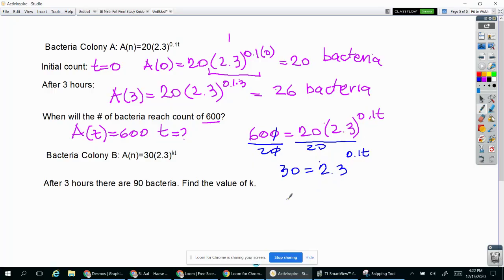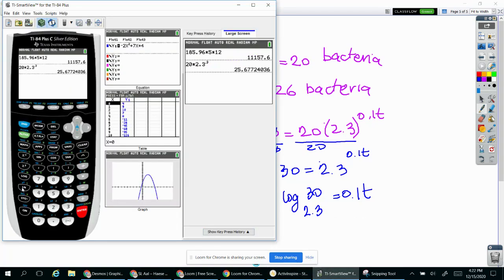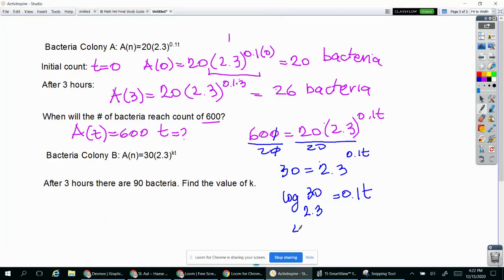Now, to solve this, we're going to use log. Base is 2.3, argument is 30, equals 0.1t. So let's use our calculator to calculate this. So log of 30 divided by log of 2.3. This is 4.08. And there's a lot of decimals.